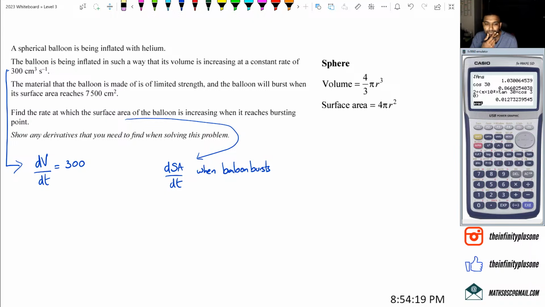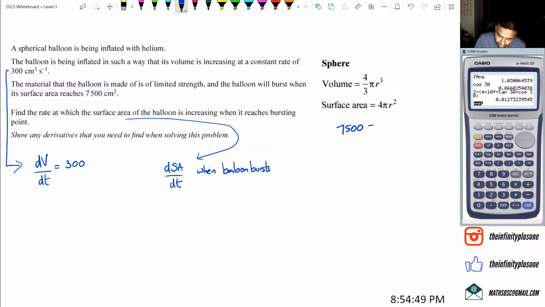All right. So what we've got here is dV/dt, which is 300. That makes it really easy. We've been asked to figure out what dSA/dt is when the balloon bursts. The first question is, what is the radius of the balloon when it actually bursts? It says when it reaches 7,500 centimeters squared. That's when the surface area reaches the point where it's going to blow up. So I'm going to work that out first.